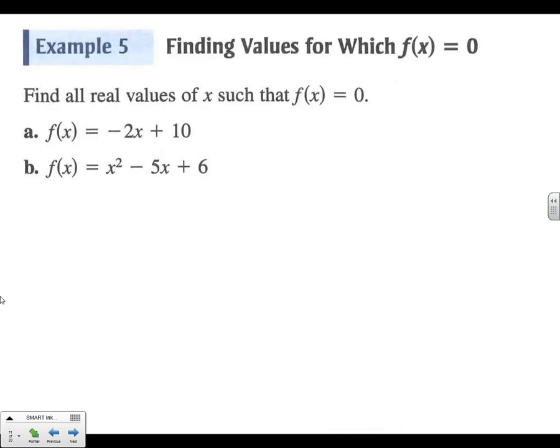All right, example 5, finding values for which f of x equals 0. That's the same as saying y equals 0. So we're going to solve this. Let's do a first. F of x equals 0, so we replace f of x with 0.